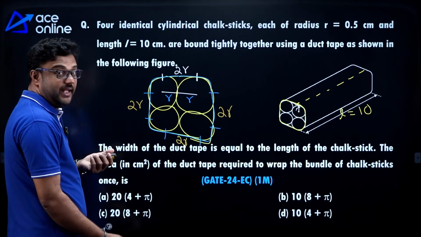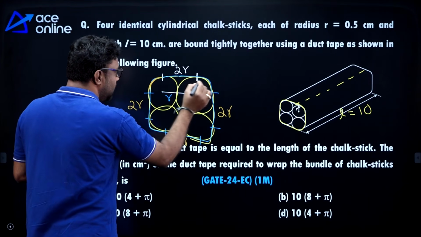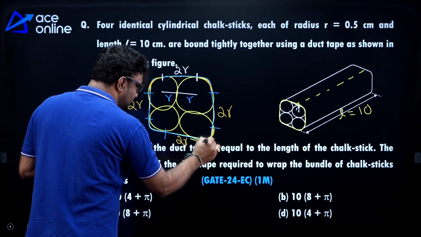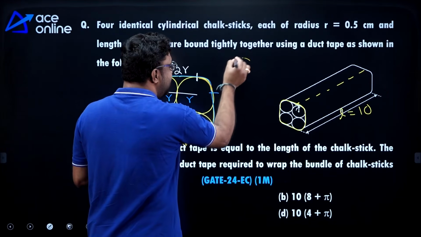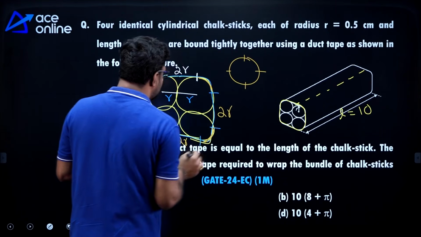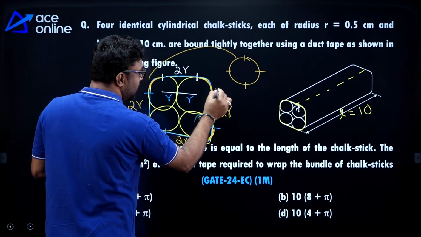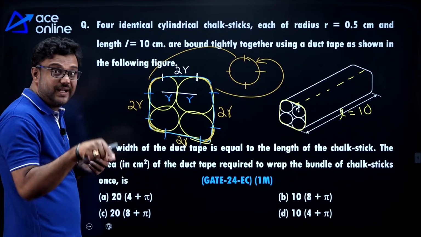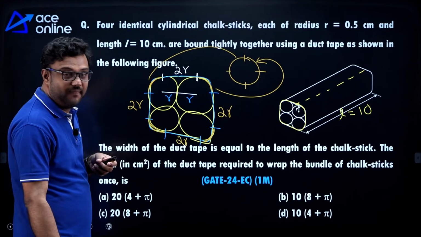So what about the remaining parts, sir? If you focus on these parts, they will create a circle. From here to here one part, here to here one part. You put this part here, and likewise this part here and here. That will form one circle, where the radius is equal to 0.5.